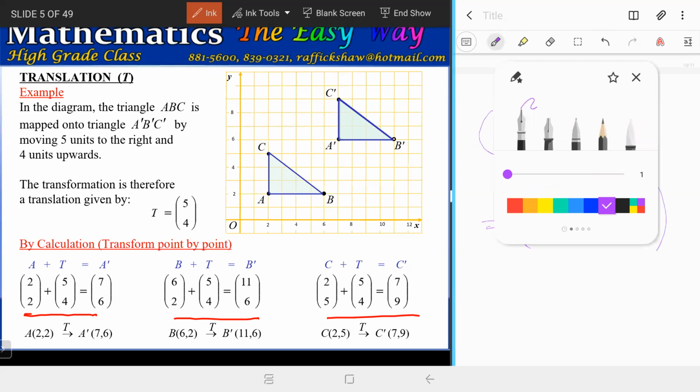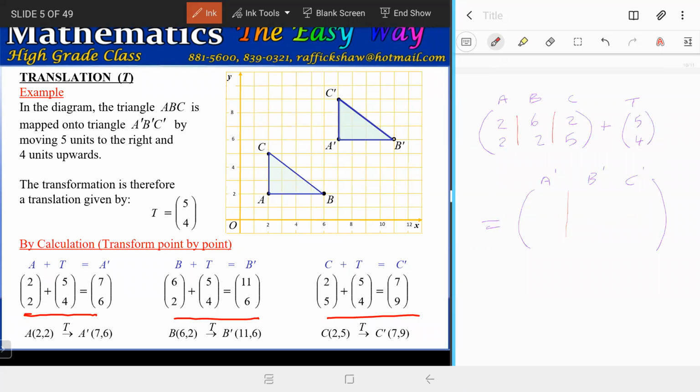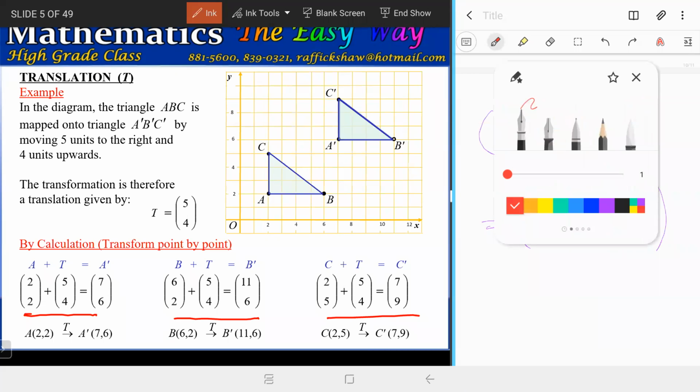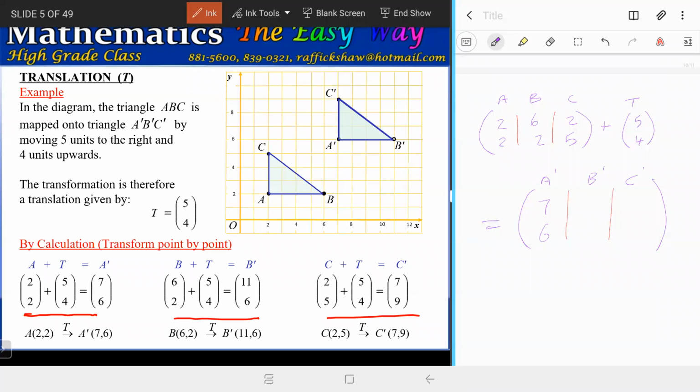Again, it's really three single matrices just represented in one matrix. So it's not really a 2 by 3 matrix, you know. It's really three column matrices together in one. So it was a quick way of doing the calculation. I would get my (7, 6) right here from my A prime, my (11, 6) right here from B prime, and I will get my (7, 9) right here from C prime.